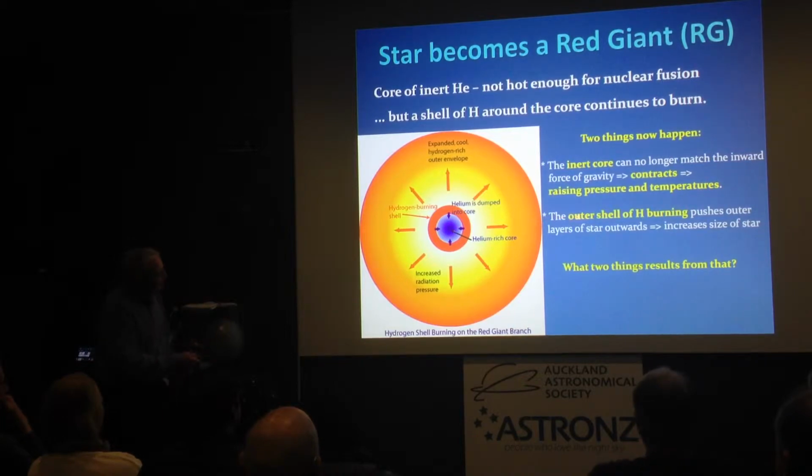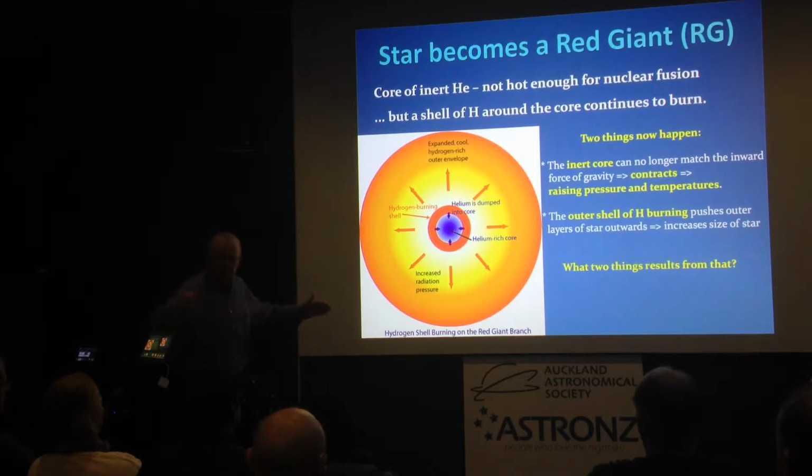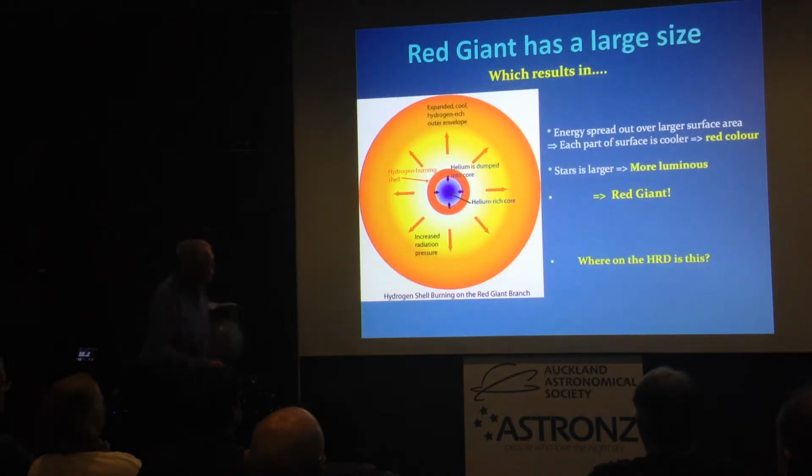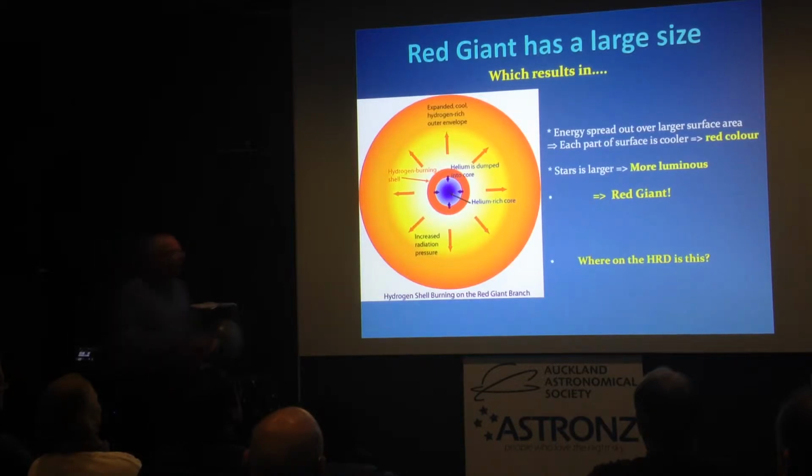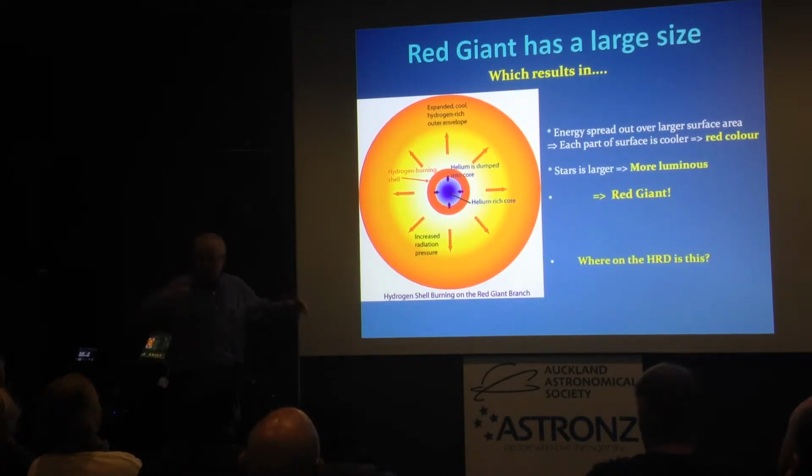The second thing is, this outer shell of hydrogen fusion that's still going on starts pushing the outer layers of the sun outwards, which in turn increases the size of the star. So what happens then when you start increasing the size of the star? Again, two things happen. As something gets larger, and you remember from our formulas from a couple of months ago, that luminosity is related to size. In fact, it was 4 pi r squared. So naturally, if something's getting bigger and bigger, it's just going to get brighter and brighter.